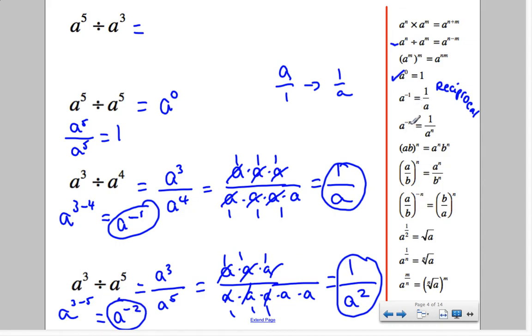So a to the negative, in this case negative 2, is the same as 1 over a to the 2, or the reciprocal of a to the 2. In general terms, a to the minus n equals 1 over a to the n.